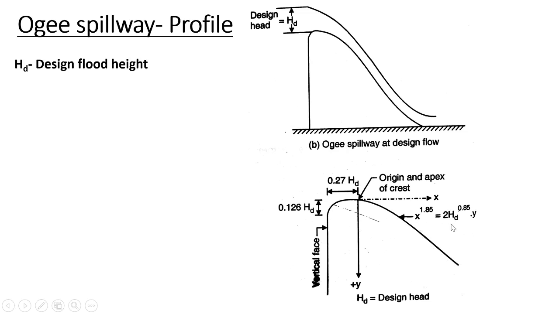the profile of the Ogee shape is calculated by using this formula: x raised to 1.85 equals 2 into HD raised to 0.85 into y, where x is the distance from origin and y is the depth of flow or the depth below the crest of the dam. Based on this equation, you can plot the profile of an Ogee shaped spillway.